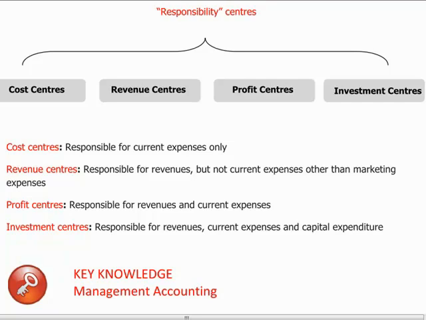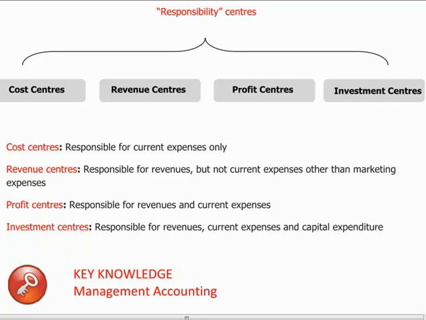In cost centers, we have information which is pooled, and the activities of a cost center will be concerned with the generation of current expenses only. In other words, the manager of a cost center, his or her main task will be to put a limit on expenditures. That would be the main task and the main objective for such a manager in such a center.